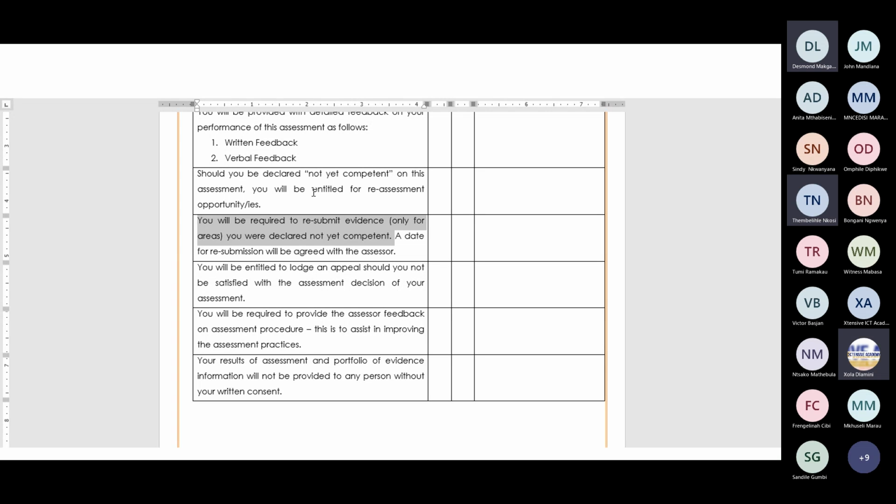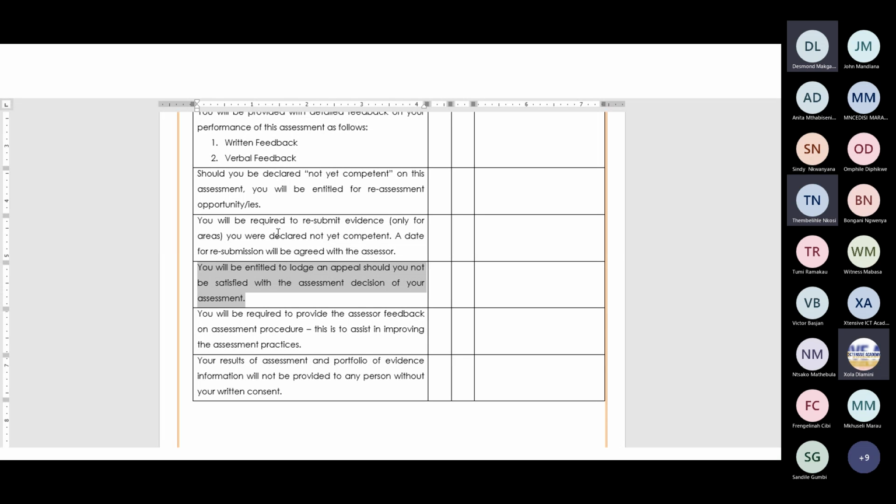Right. You'll be entitled to lodge an appeal as well should you not be satisfied with the assessment decision of your assessment. So if you are not happy that you got not yet competent for question 7, you can say to your assessor, I'm not happy I did not get question 7 competent. And we did discuss this: you and your assessor must sit down and have a conversation around that. Seek clarity, and if you do not reach an agreement, then your assessor will take it up with your moderator, and the moderator will intervene and mediate.